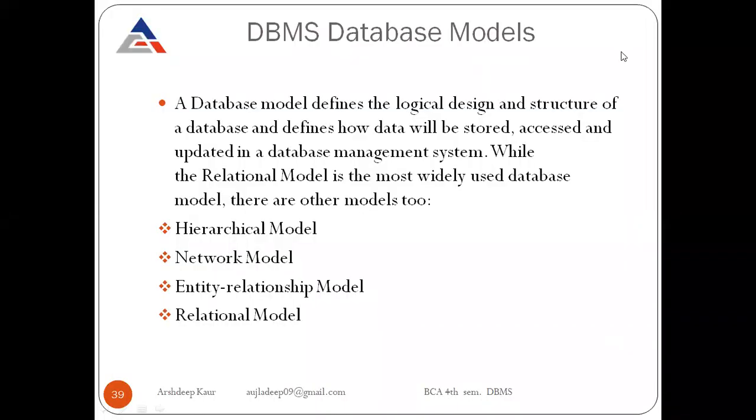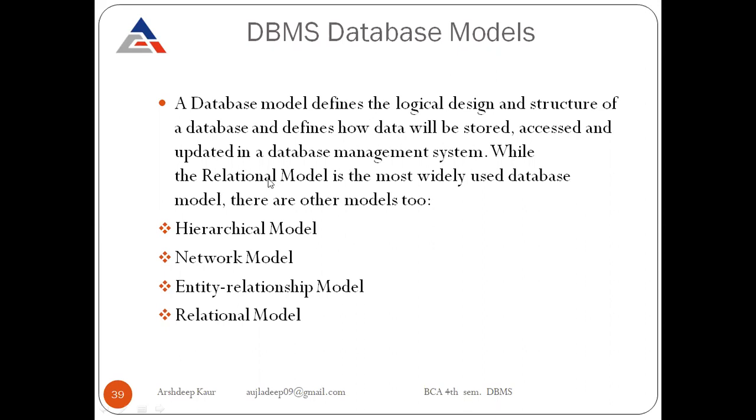Next heading is DBMS database models. So we have 4 types of model that we have to discuss. The first one is hierarchical model, then network model, ER model, also known as entity relationship model, and relational model. Basically, these models are used to define how the data will be stored, how can we access the data, and how can we update the data in the database management system.